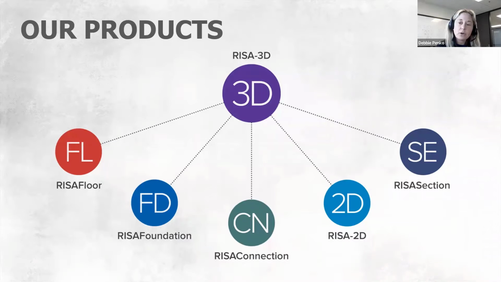Risa Connection is also a product that does steel connection design. So that one integrates as well with Risa 3D. We also have a two-dimensional product, which was the very first of Risa, Risa 2D. And that's really just Risa 3D, but in two dimensions. And then Risa Section, which also helps you build up section properties. So all these integrate with each other. But we're going to focus straight on just the Risa 3D side.